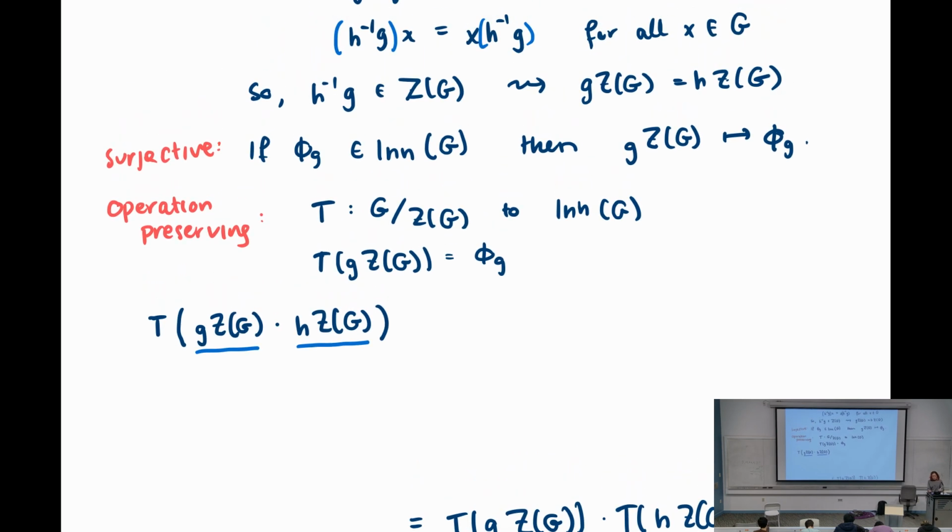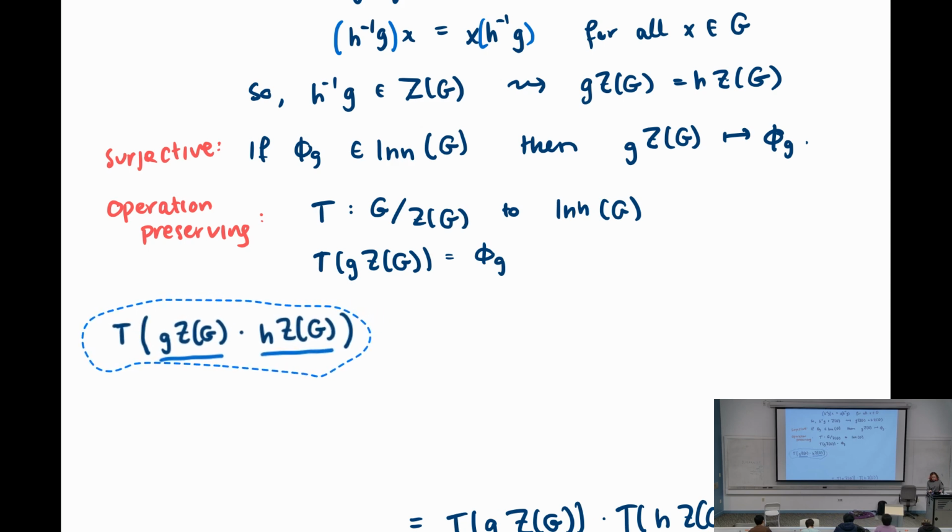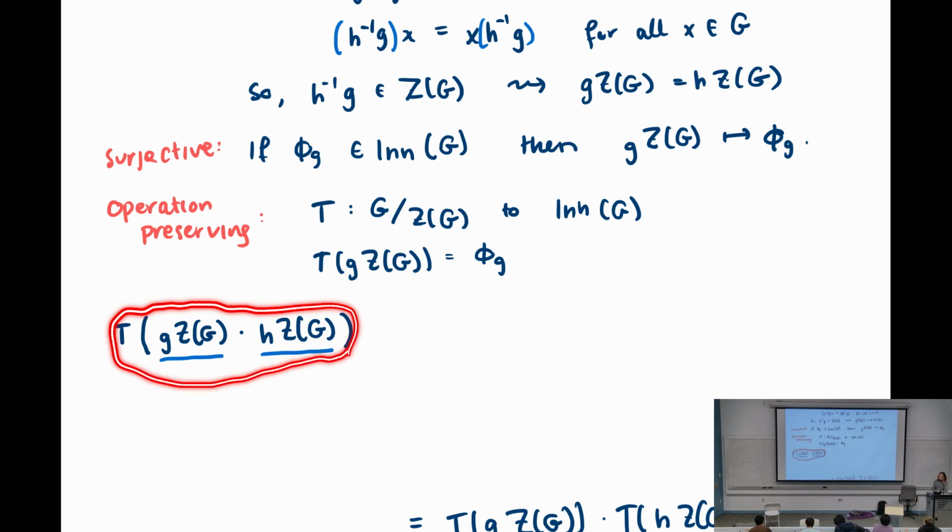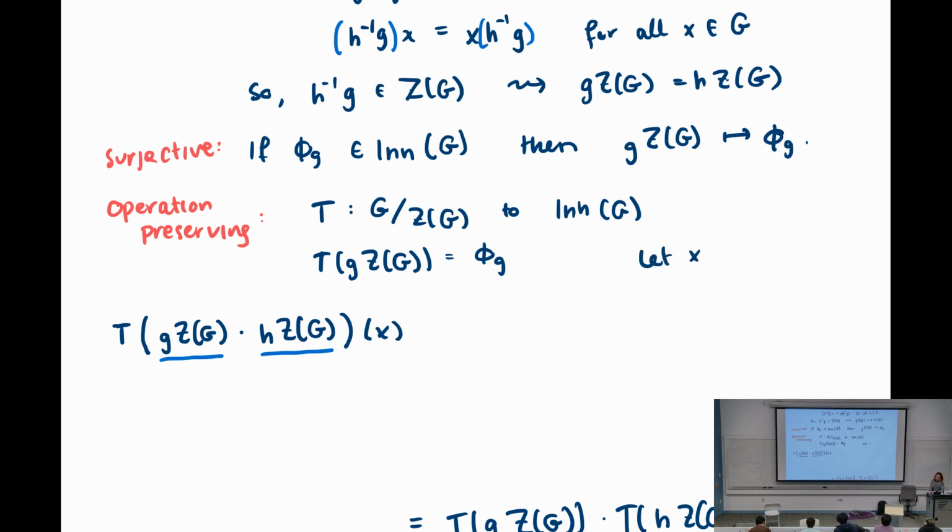Okay, and so this is going to get even a little bit more complicated. So this object, what is this? This is an element of Inn(G), so that means that it's a map from G to G. So I need to look at what this map does to an element x in G. So I'm going to let little x be an element of G.